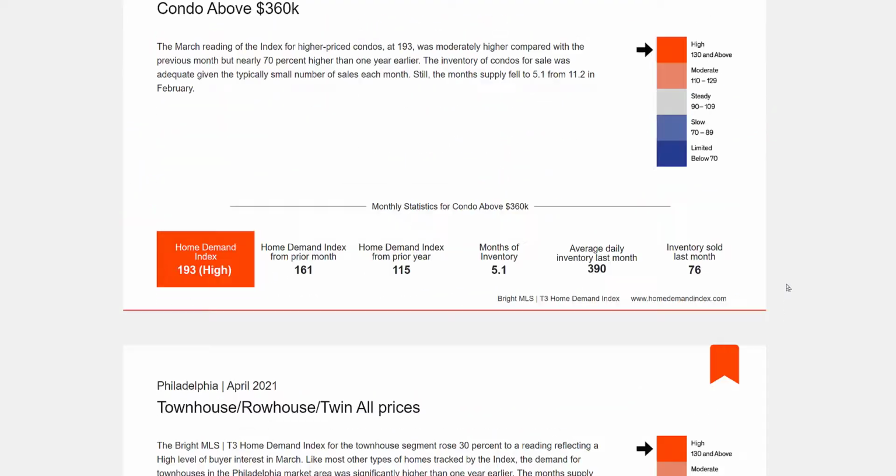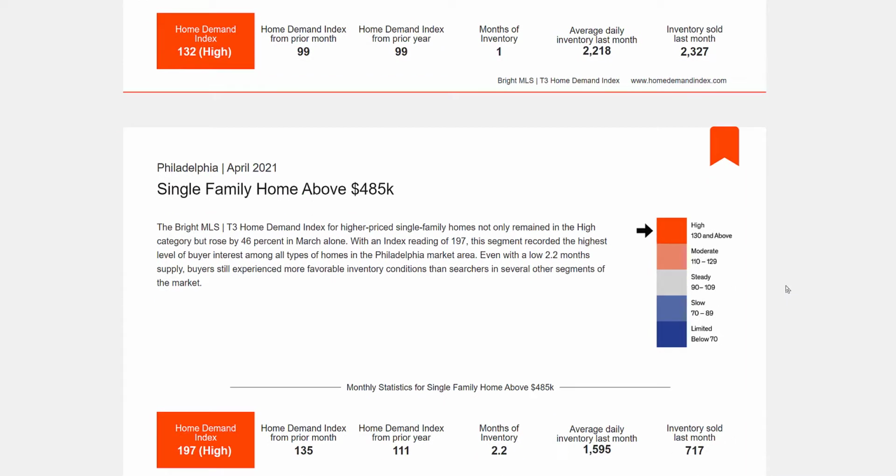So for instance, in single family homes above $485,000, our market activity rating was high at 197, up from 135 the previous month and 111 the prior year. Our months of inventory is 2.2. Average daily inventory last month was 15.95, and inventory sold last month was 7.17. So inventory levels relative to some of the other segments, not terrible. Lots of showings and views, lots of demand, but a decent amount of inventory.